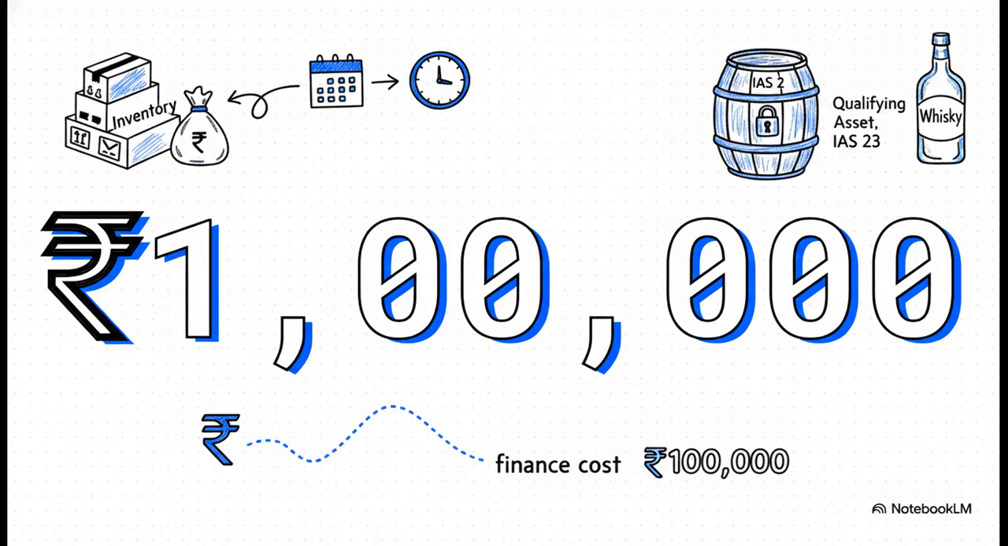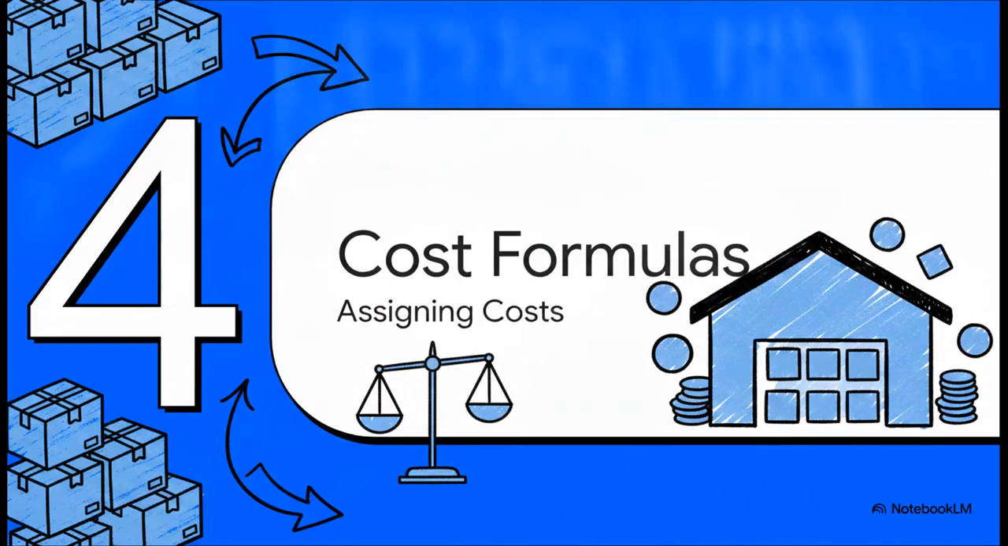You never bury financing costs inside inventory cost, unless, of course, you're dealing with a qualifying asset that takes a substantial period of time to get ready for sale, like our aging whiskey example, where IAS 23 borrowing costs might actually permit capitalization.